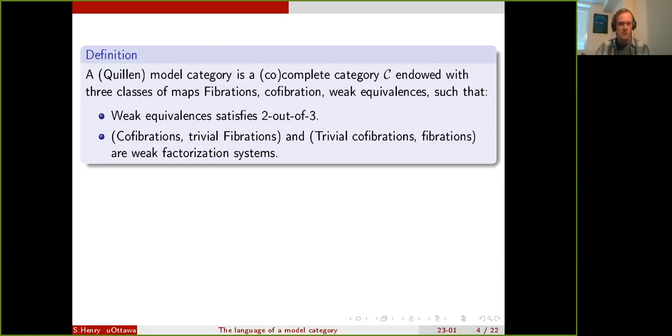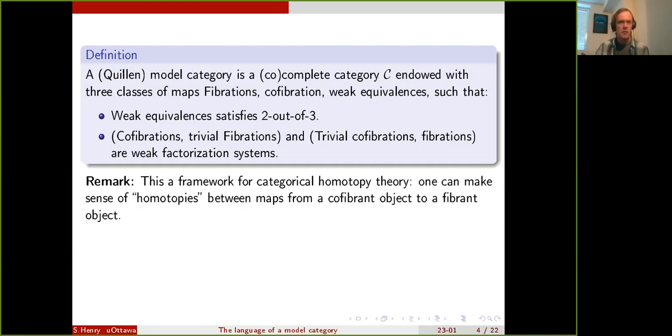So it's a fairly technical definition if you have not met it before, but this is basically a framework, one possible framework for homotopy theory. Model category is one way to present homotopy theory. So for example, you can make sense of what a homotopy between two maps is, especially if they are from a cofibrant object to a fibrant object. Cofibrant just means that the map from the initial object is a cofibration, and fibrant means that the map to the terminal object is a fibration.